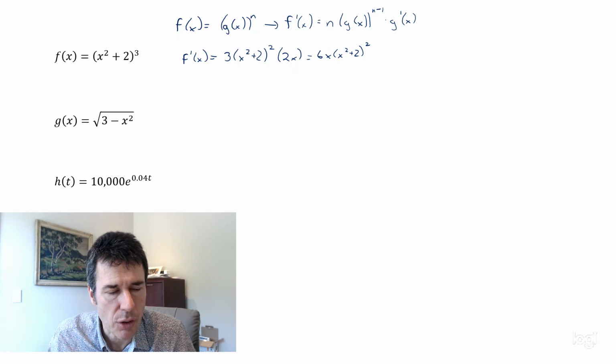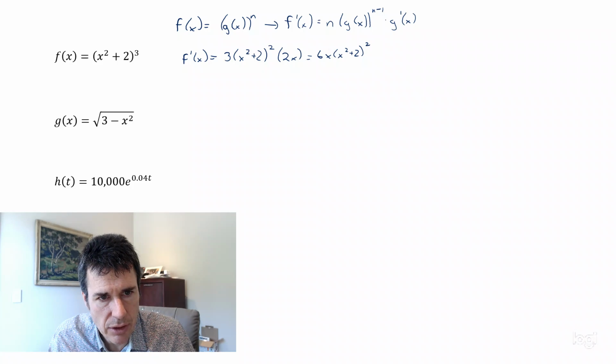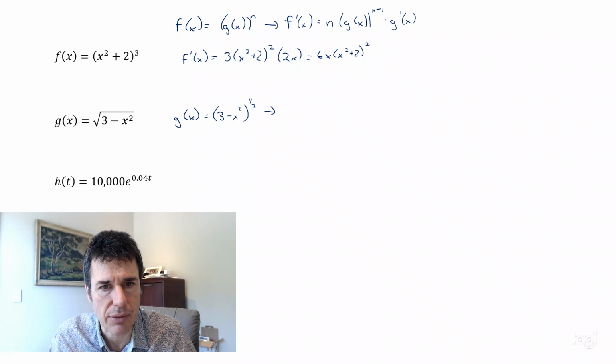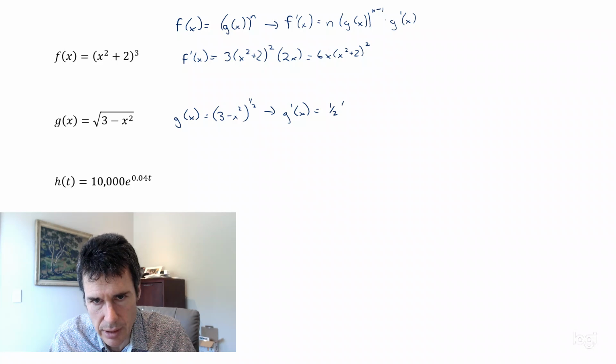The second function, we probably should rewrite it to make it a little easier. So it's g of x equals 3 minus x squared to the power 1/2. And that gives us a derivative. Bring the exponent down, 1/2. 3 minus x squared to the 1/2 minus 1, so that's negative 1/2, times derivative of the inside function. Derivative of 3 is 0. The derivative of minus x squared is minus 2x. And so that is equal to, the 2's cancel, we've got a minus x over the square root of 3 minus x squared.